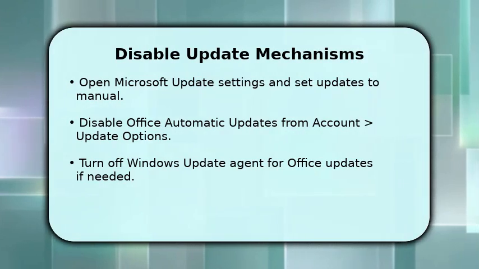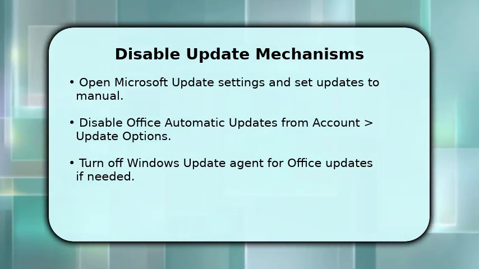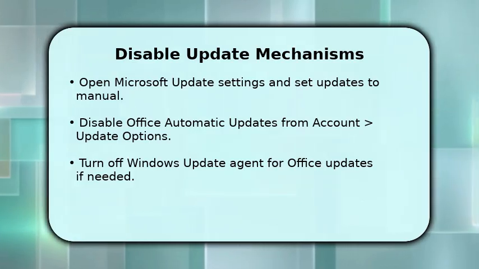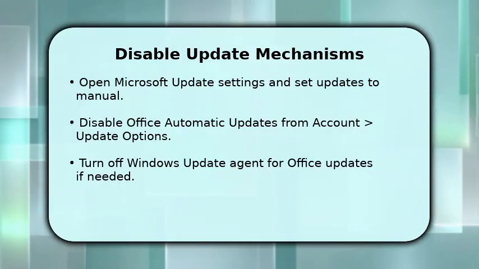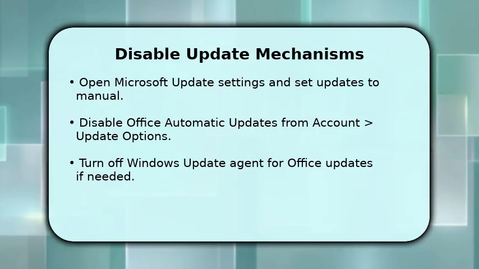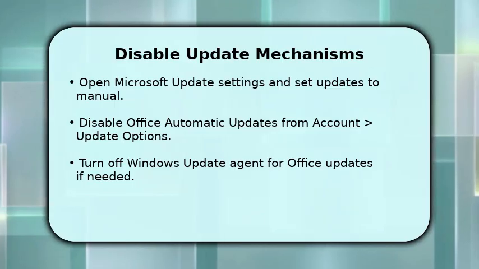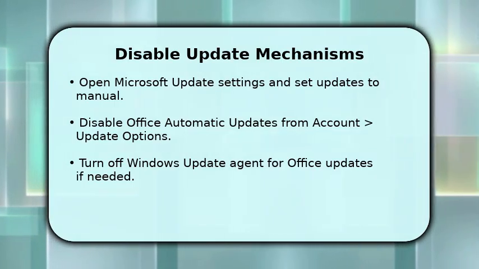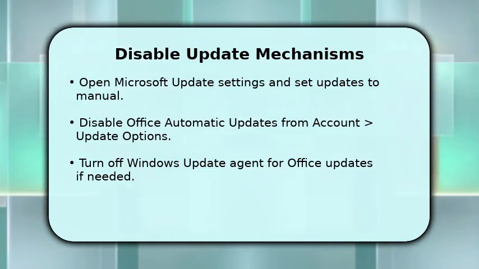Next, you disable the automatic update mechanisms that force Office patches. First, open any Office 2013 app, go to File, Account, Update Options, and select Disable Updates. This stops Office-initiated checks. Then, open Windows Update Settings and change to Manual or Pause Updates so the system won't reapply Office patches. If Office updates persist, stop the Windows Update service temporarily. Be careful and note the change so you can re-enable updates later.